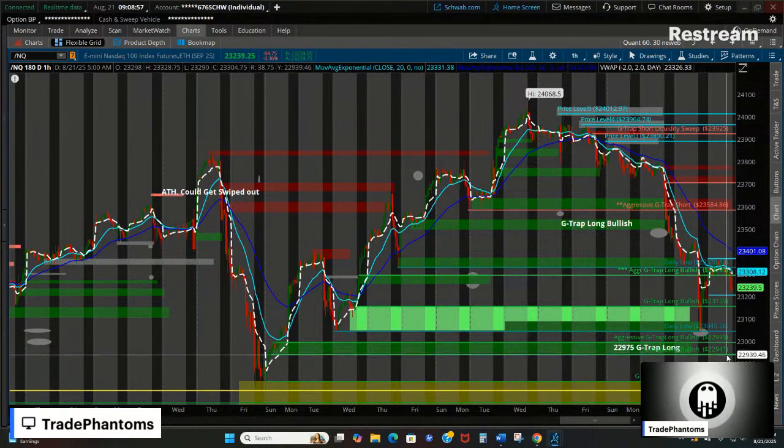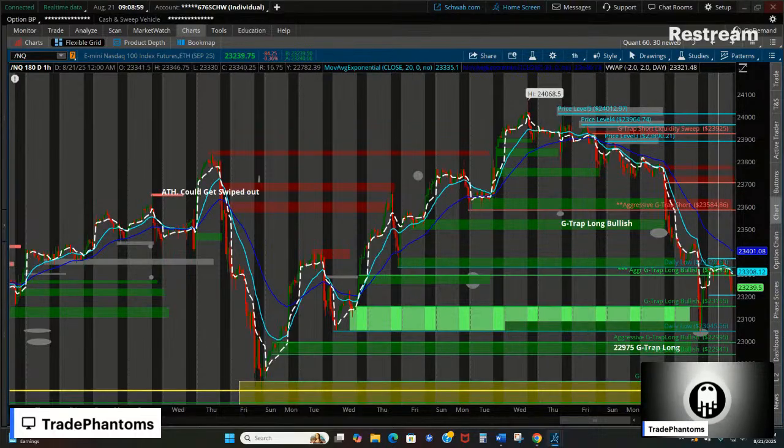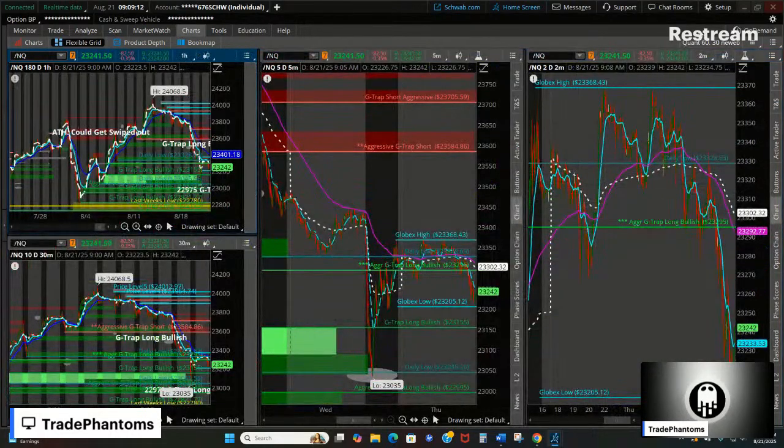So in the event that we do swipe lower, we got this level down here in terms of the weekly level of demand, and that higher time frame in terms of location is going to be a lot greater for a level in terms of demand.